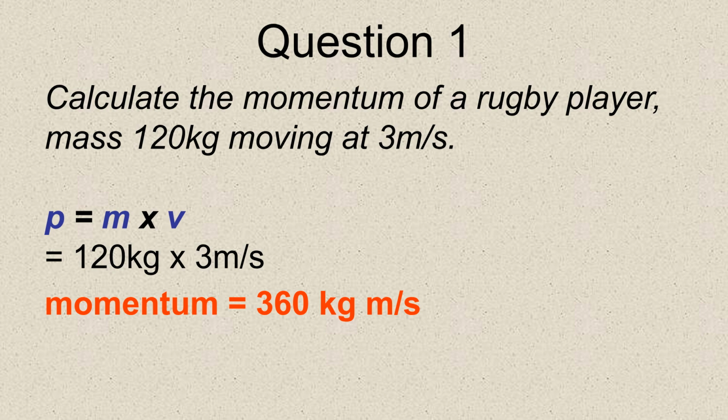Let's calculate the momentum of a rugby player with a mass of 120 kilograms moving at 3 meters per second. Using P equals m times v, we get 120 kilograms times 3 meters per second, resulting in a momentum of 360 kilogram meters per second.